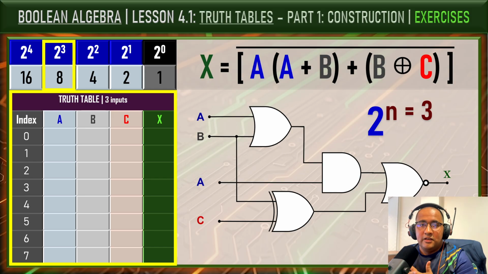Excellent work! In this lesson, we learned to determine the structure of a truth table by identifying the inputs and calculating the correct number of rows. In the next lesson, we'll learn how to correctly fill the input combinations.